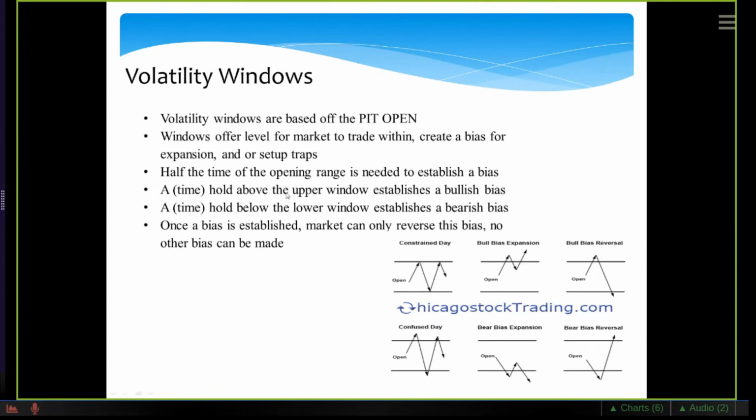A 5-minute hold above the upper vol window establishes a bullish bias. A 5-minute hold below the lower volatility window establishes a bearish bias. And once a bias is established, the market can only reverse the bias. It cannot have another bias. So for example, if today is a bearish bias on a day, it can no longer have a bullish bias on that day. The only thing that can take place is a reversal.